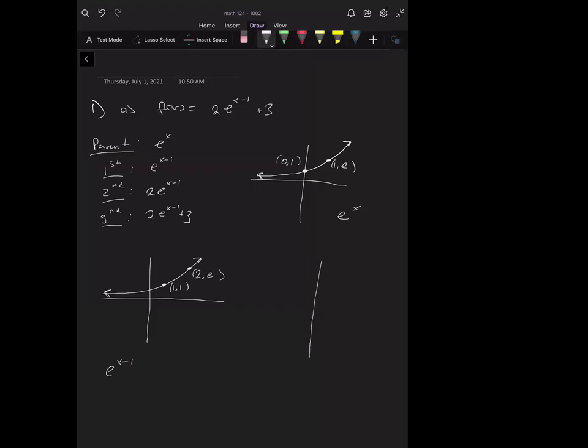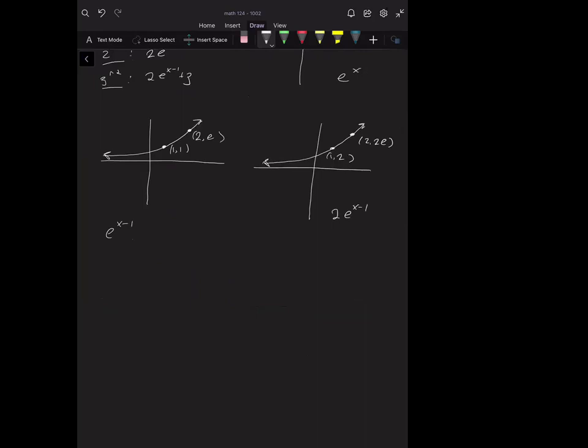And then the next graph, the 2e to the x minus 1. So this is where we just multiply all the y values by 2. So it's still roughly the same shape. So this point has a y value of 1. We multiply it by 2, it turns into 2. So now this is going to be the point 1 comma 2. Or sorry, this point right here has a y value of e. We multiply that by 2, it becomes 2e. So now we have the point 2 and then 2e. And this is 2e to the x minus 1.